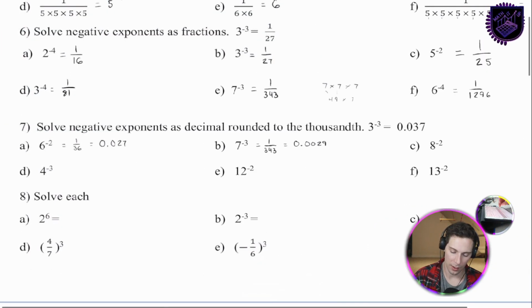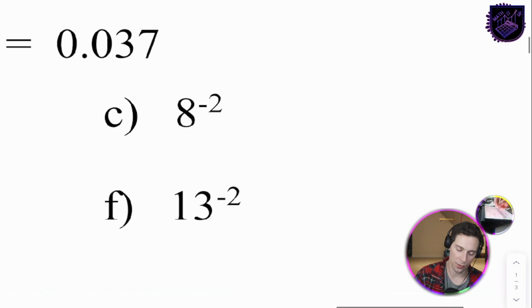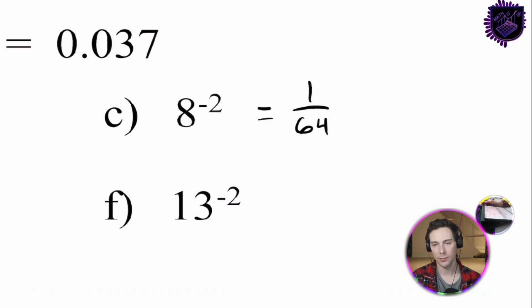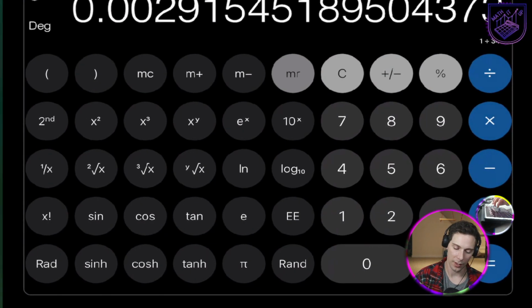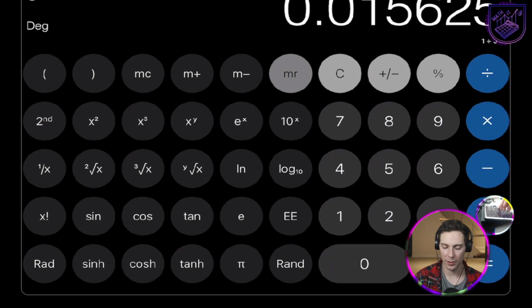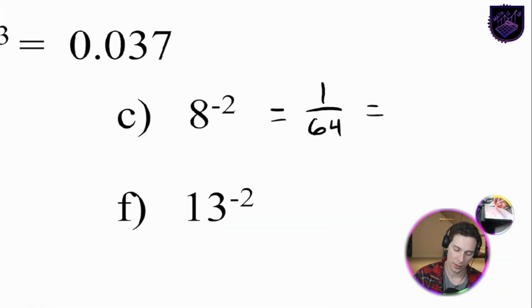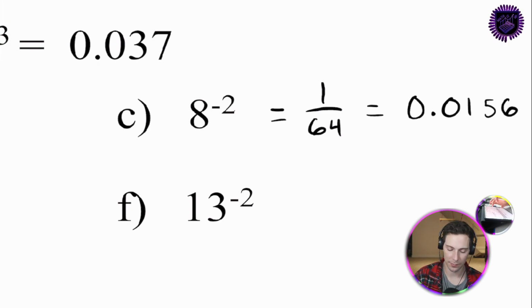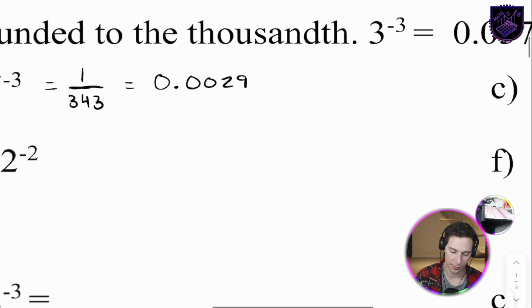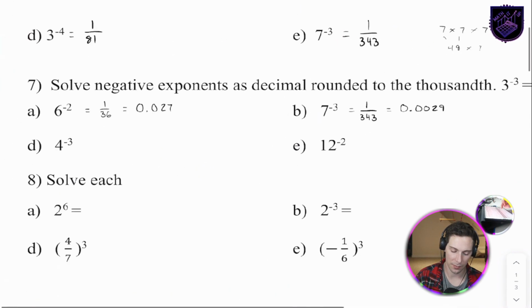Okay. Next one. 8 to the power of -2. So this is going to be equal to 1 over 64. 8 times 8. 1 over 64 is going to be equal to, we can do that division. 1 divided by 64, 0.0156. Or you could round up to 0.016. I think that's what I asked you to do. Round to the nearest thousandth.